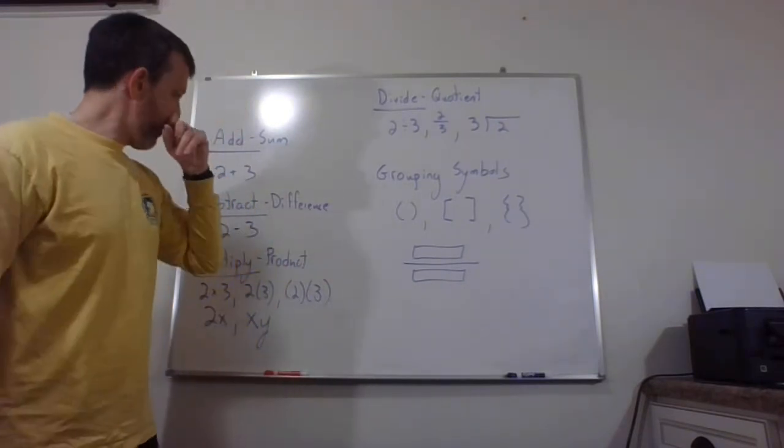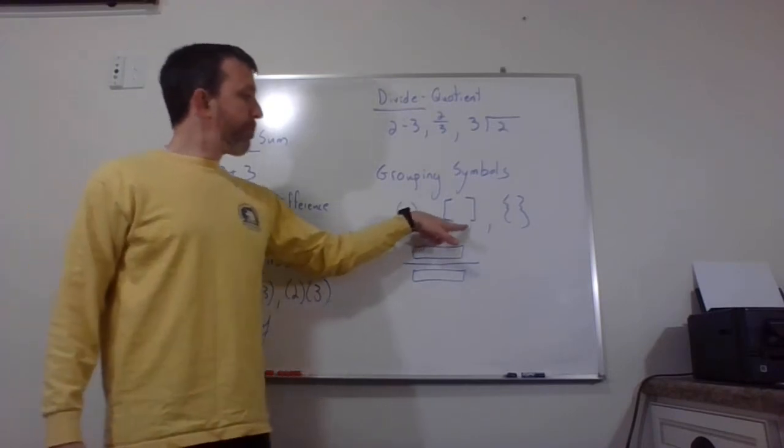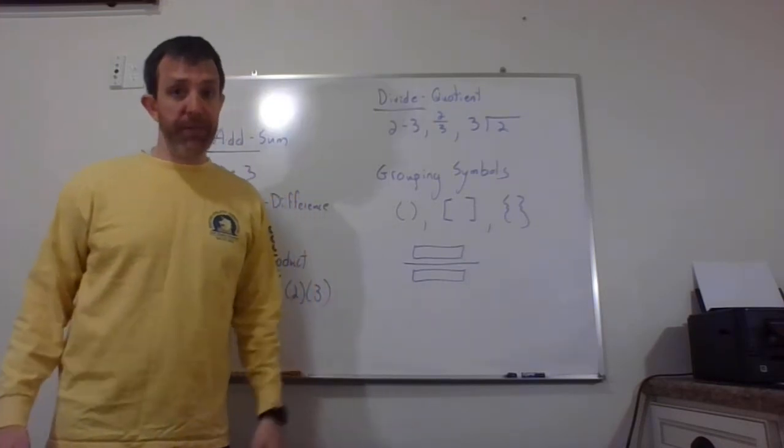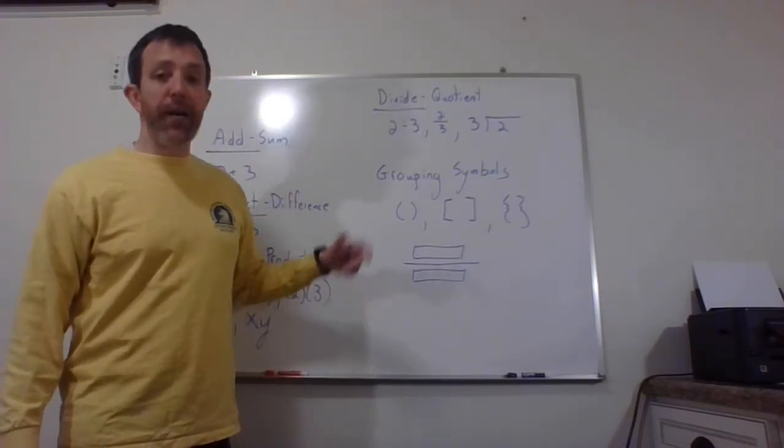We have some grouping symbols that we need to look at. We have parentheses, brackets, braces. You really hope you don't have to draw those too often. They're a bit of a mess. And actually a fraction bar acts as a grouping symbol.